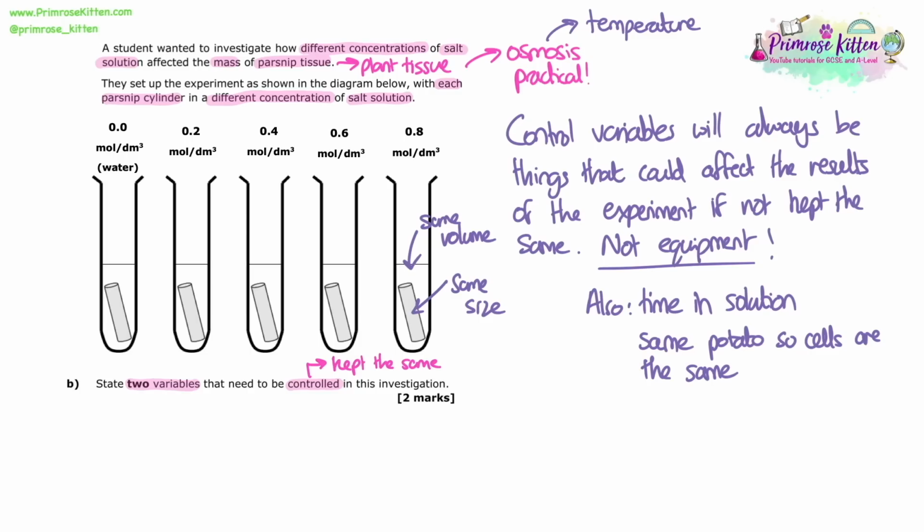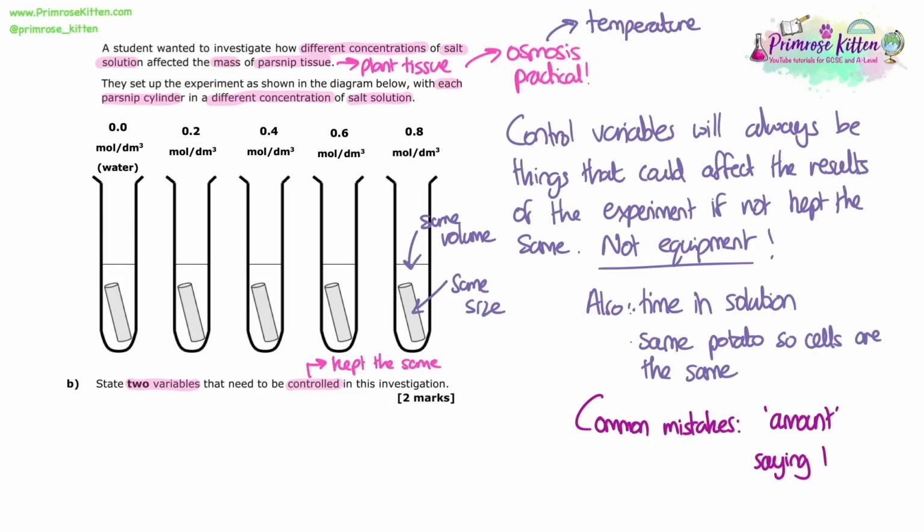And also the same potato, so taking these cylinders from the same potato, or at least the same type of potato. The idea is that all of those cells have come from the same tissue, so that they are the same, because they should have similar concentrations within the cytoplasm of their cells. They should be as similar to each other as possible to make sure that they're having the same reaction. They would all have the same reaction in the different solutions.